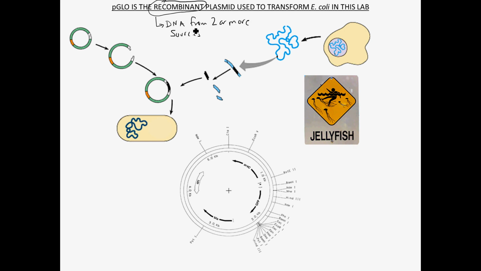Right? And so in this case, the plasmid is a prokaryotic plasmid. And we're going to take a gene from a jellyfish, right? And these jellyfish cells are eukaryotic. And here's the gene right here.